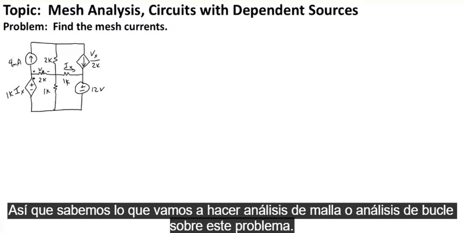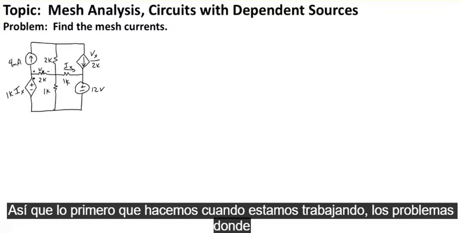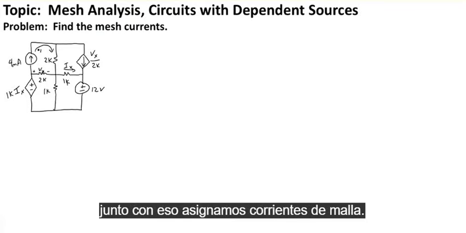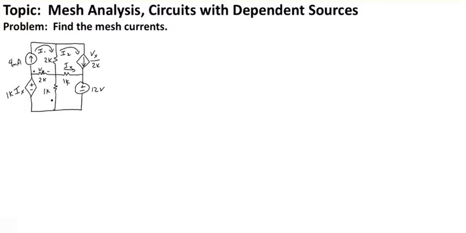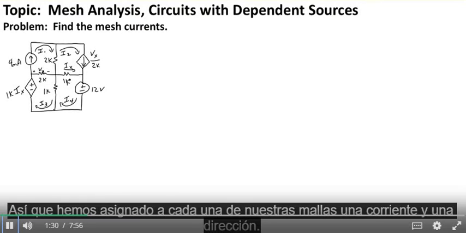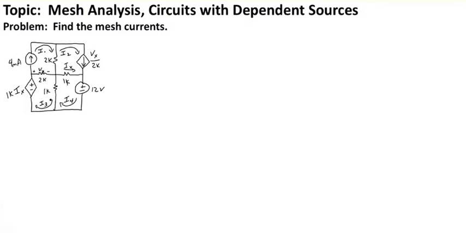So we know we're going to do mesh analysis or loop analysis on this problem. The first thing we do, when we're performing mesh analysis, is we assign the meshes, and along with that we assign mesh currents. So we have mesh 1, mesh 2, mesh 3, and mesh 4. So we've assigned each one of our meshes a current and a direction.